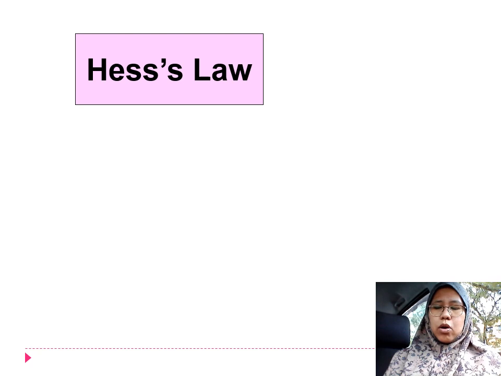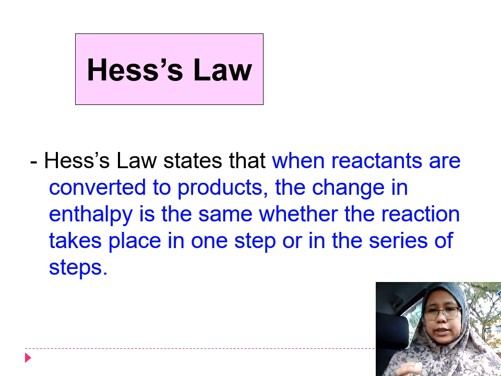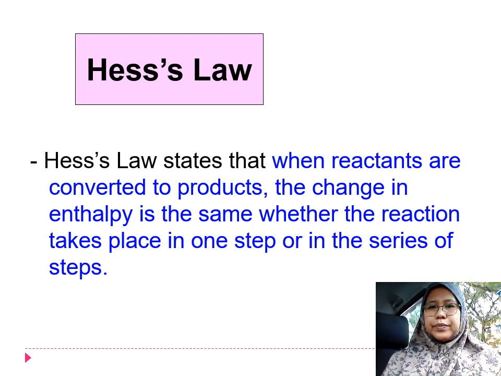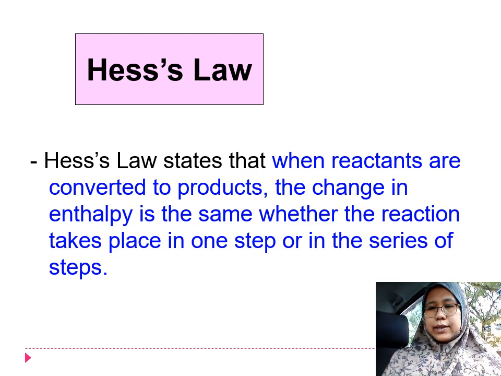What is Hess Law? It's when reactants are converted into products, the change of enthalpy would be the same whether the reaction takes place in one step or series of steps. So we would be able to find whatever enthalpy necessary if we have all the other enthalpies.